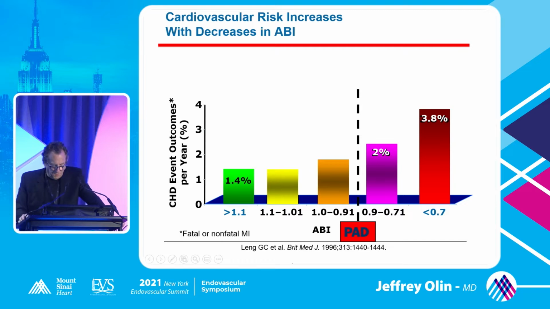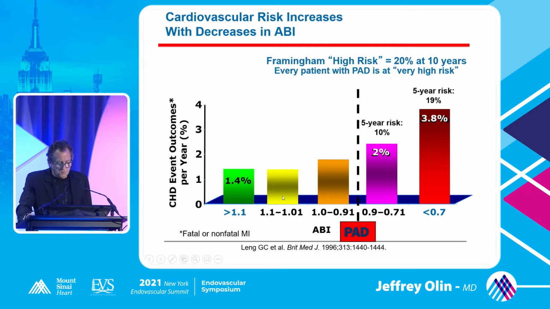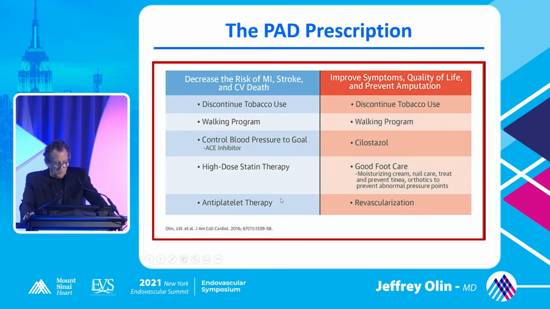there we go. If your ABI is 0.9 or less, you have peripheral artery disease. The yearly event rate is 2%, and the 5-year event rate is 10%. If your ankle brachial index is less than 0.7, your yearly event rate is 3.8%, but your 5-year event rate is 19%. I know you all talk about Framingham risk scores. A Framingham high risk score is 20% at 10 years. These patients have a 20% risk at 5 years. So they have a super high Framingham risk score.